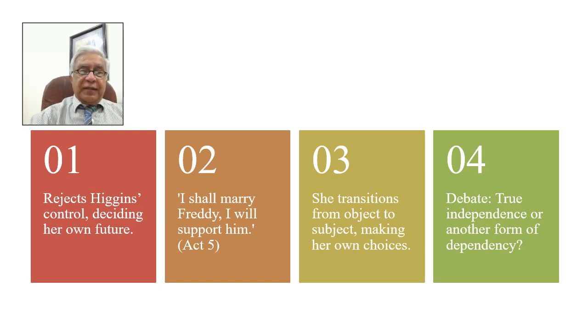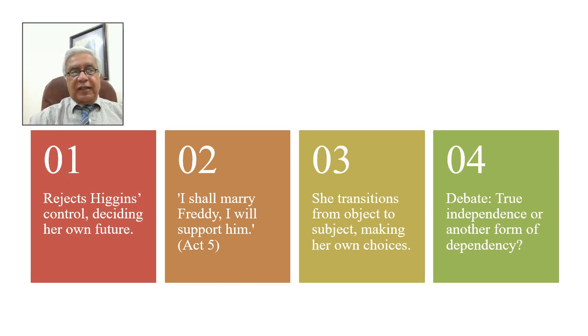But here is something different: she has gained control of her own life, and she begins to have a new feeling of life, and in that way she decides to become independent. And so she says to Mr. Higgins that instead of marrying you, Mr. Higgins, I shall marry Freddy, a poor boy. I will support him. And therefore her transition is from object to subject. Mr. Higgins took her as an object, and she turned into a subject, a human being, making her own choices.